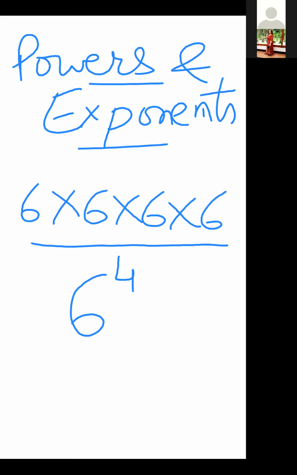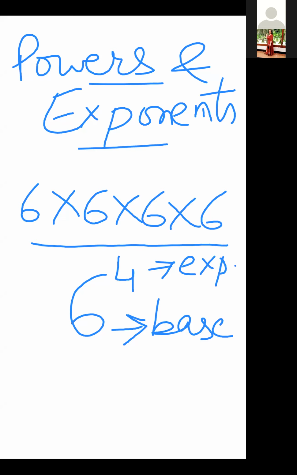Very good. It means 6 is the base and 4 is the exponent. An exponent is the number of times the base will be multiplied by itself.